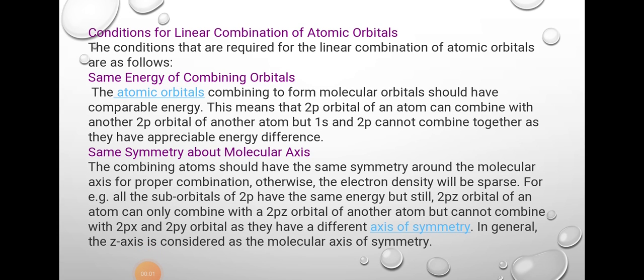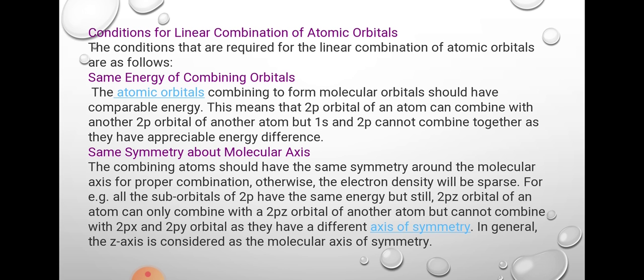Hello, dear students. Let's move on in molecular orbital theory. Let's see the conditions for the combination of atomic orbitals. The conditions that are required for the linear combination of atomic orbitals are as follows, and you have to remember that the formation of molecular orbitals takes place only if these conditions are being satisfied.